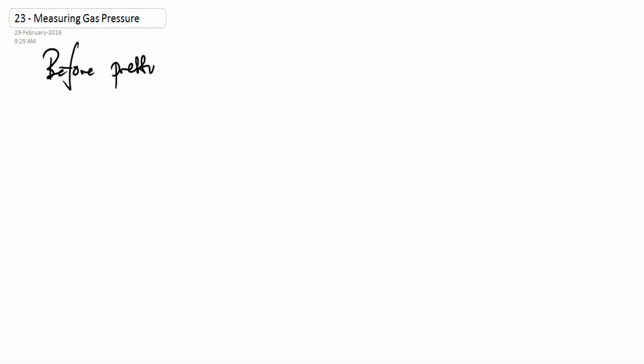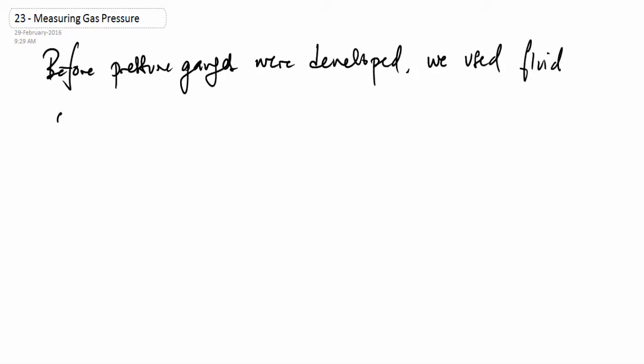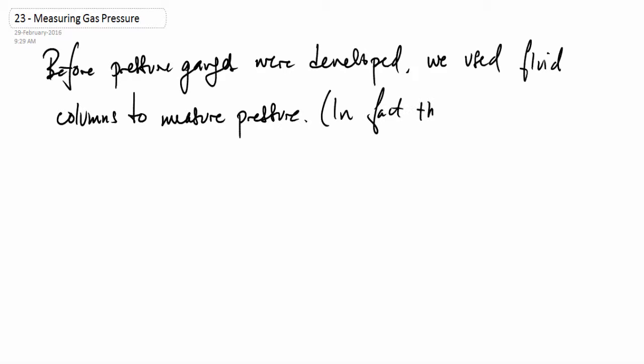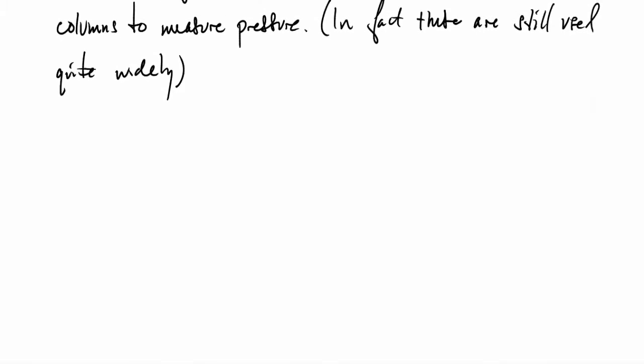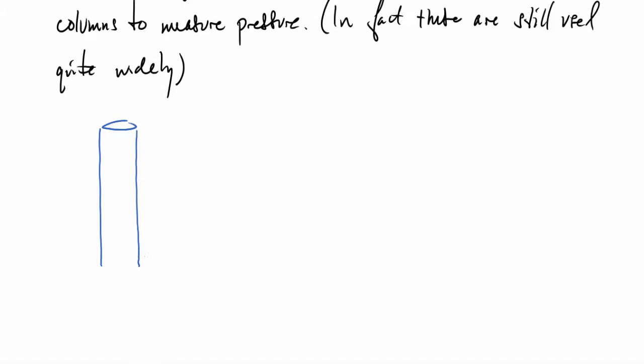Before we had gauge technology, fluid columns were used to measure pressure. In fact, fluid columns are still used quite widely today to measure gas pressure, and they really do contain some of the fundamental ideas of fluid mechanics. So let's have a look and see what the pressure is at the base of a column of fluid.